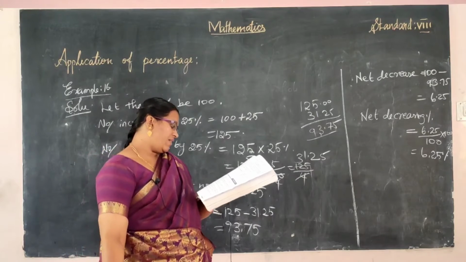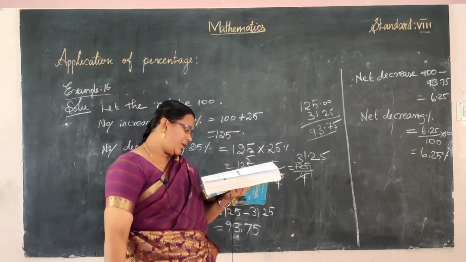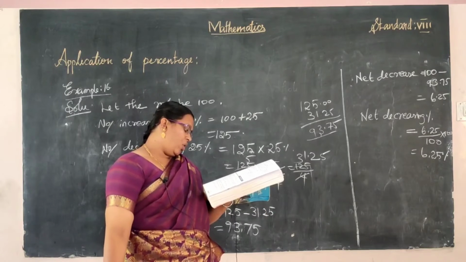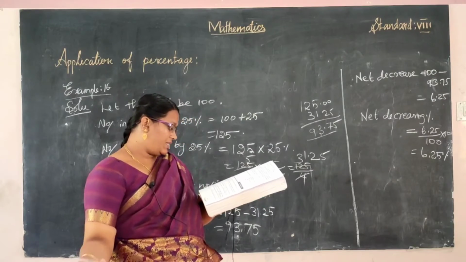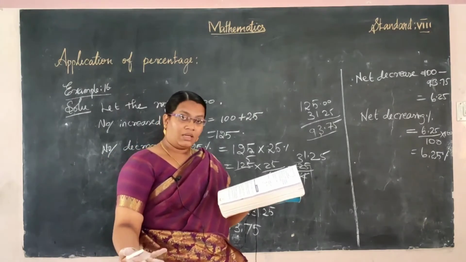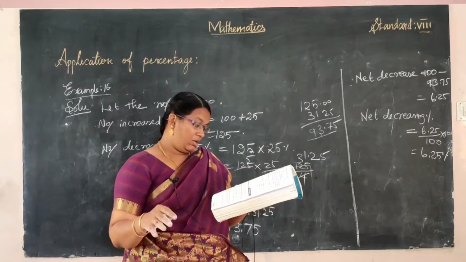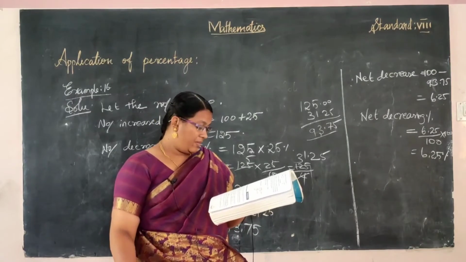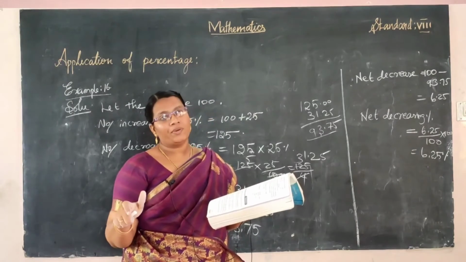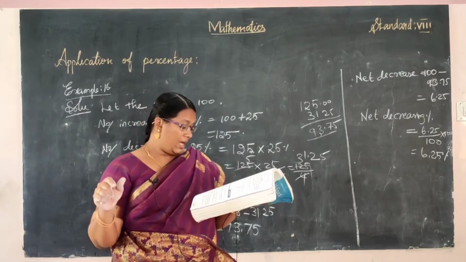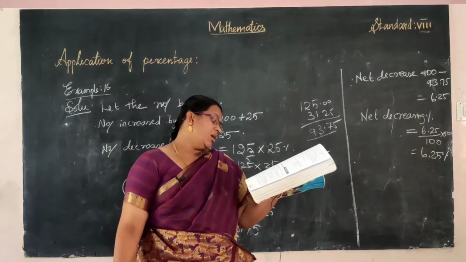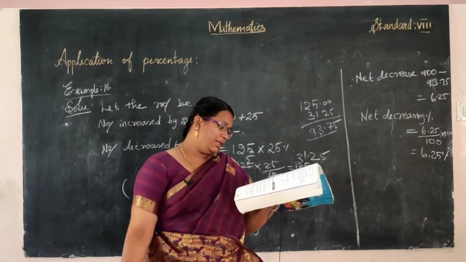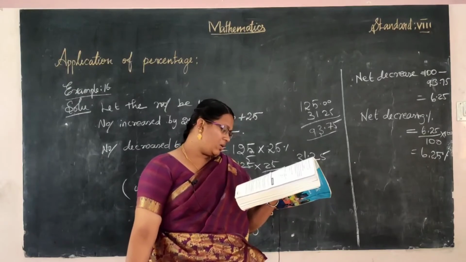Now see example 17. Ram saved 24% of his salary. If he spent 11,400 per month, then what is Ram's salary? His salary is not known, so we have to find it out. We consider the unknown value as x. The saving is 24%, and at the same time, he spends rupees 11,400 per month.